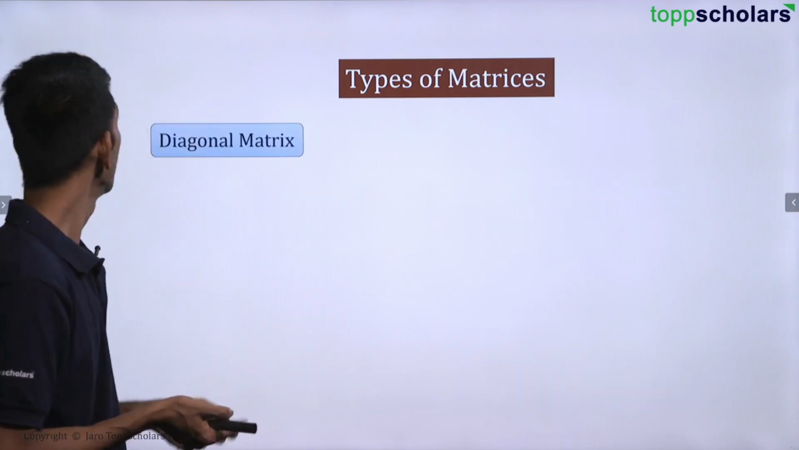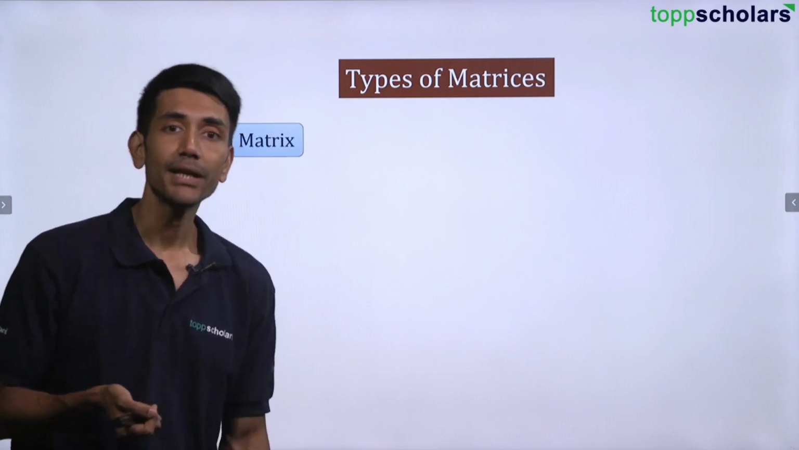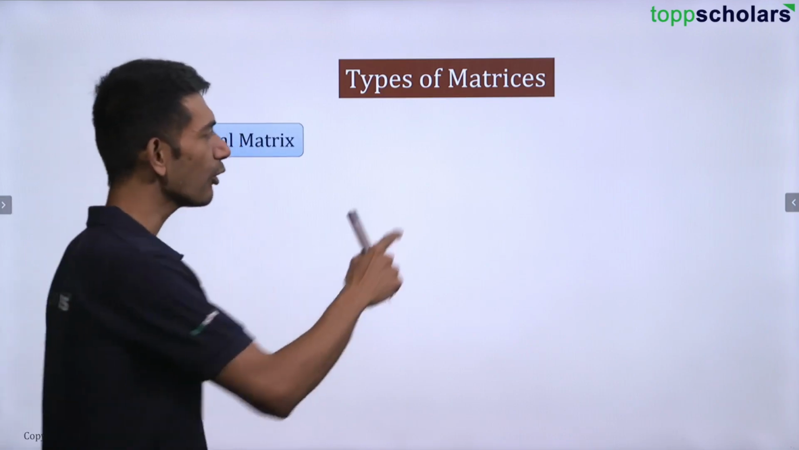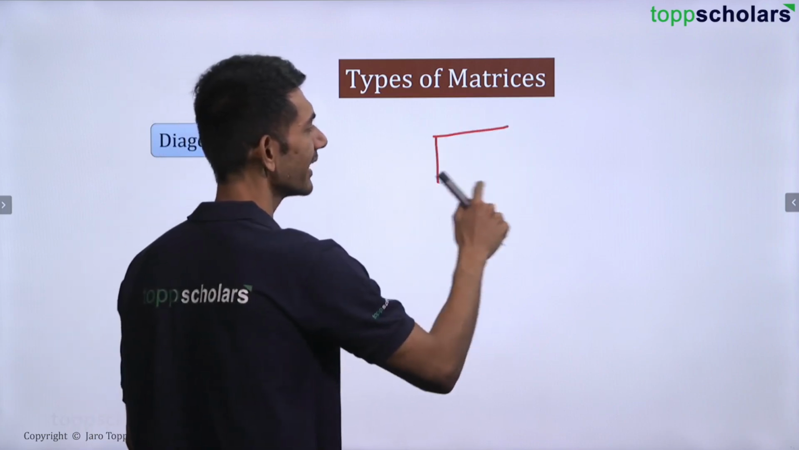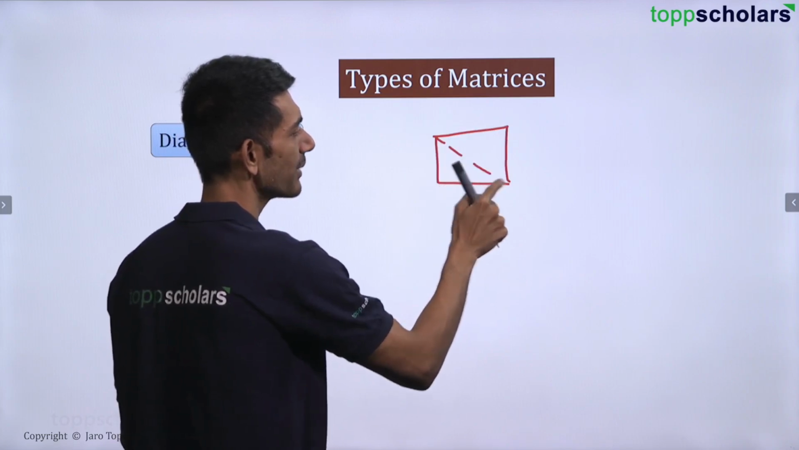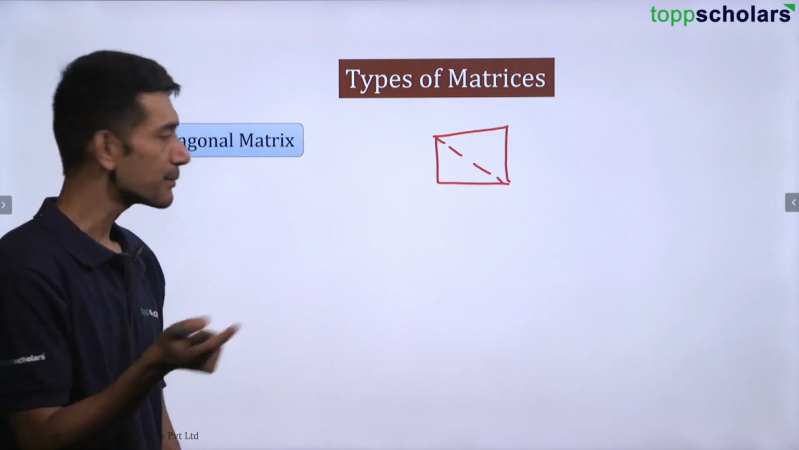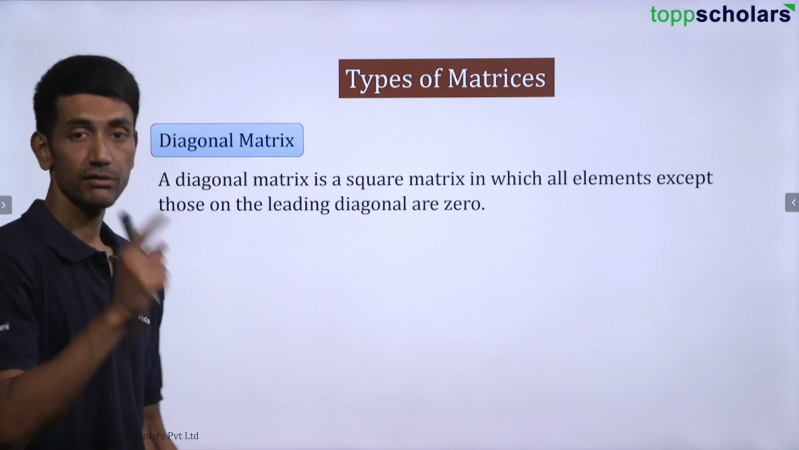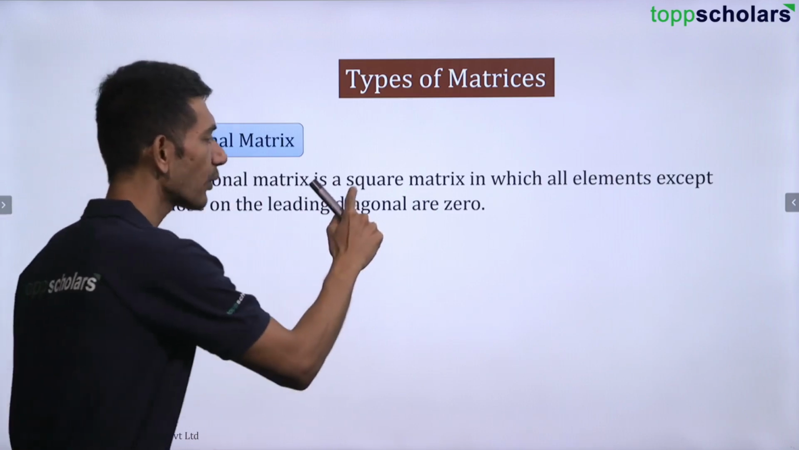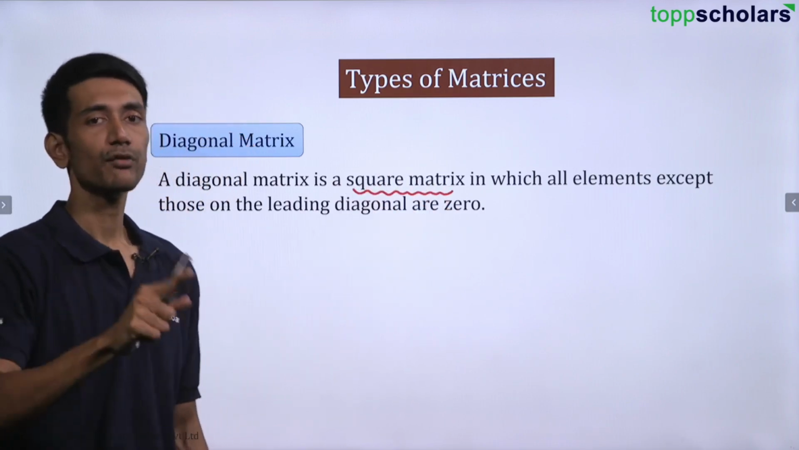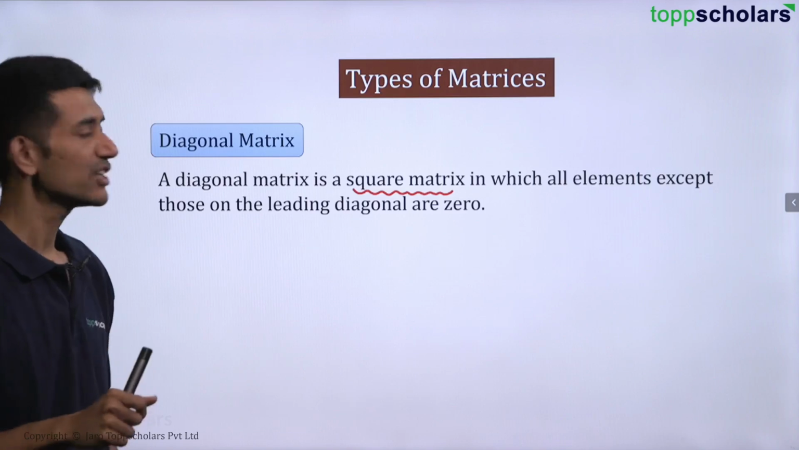Simple. Now let us try to understand the meaning of a diagonal matrix. This is very important. Diagonal. I hope all of you have seen a quadrilateral, right? And this line segment is a diagonal. A similar concept we are going to use here. So a diagonal matrix is a square matrix. Firstly, it is a square matrix. That means the number of rows and the number of columns must be equal. That is the first condition.